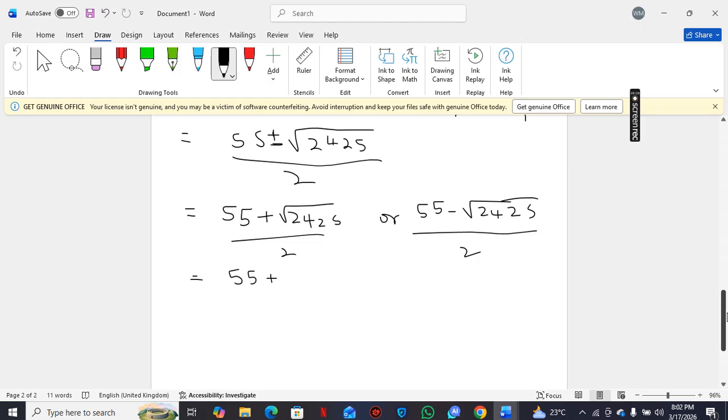Colleagues, square root of 2,425. Always come with your calculators, okay? With mathematics, principles of economics, always come with your calculators. 49.24. 49.2. Yeah, 49.2, yes. Over 2, 55 minus 49.2 over 2. Okay, so 55 plus 49.2.